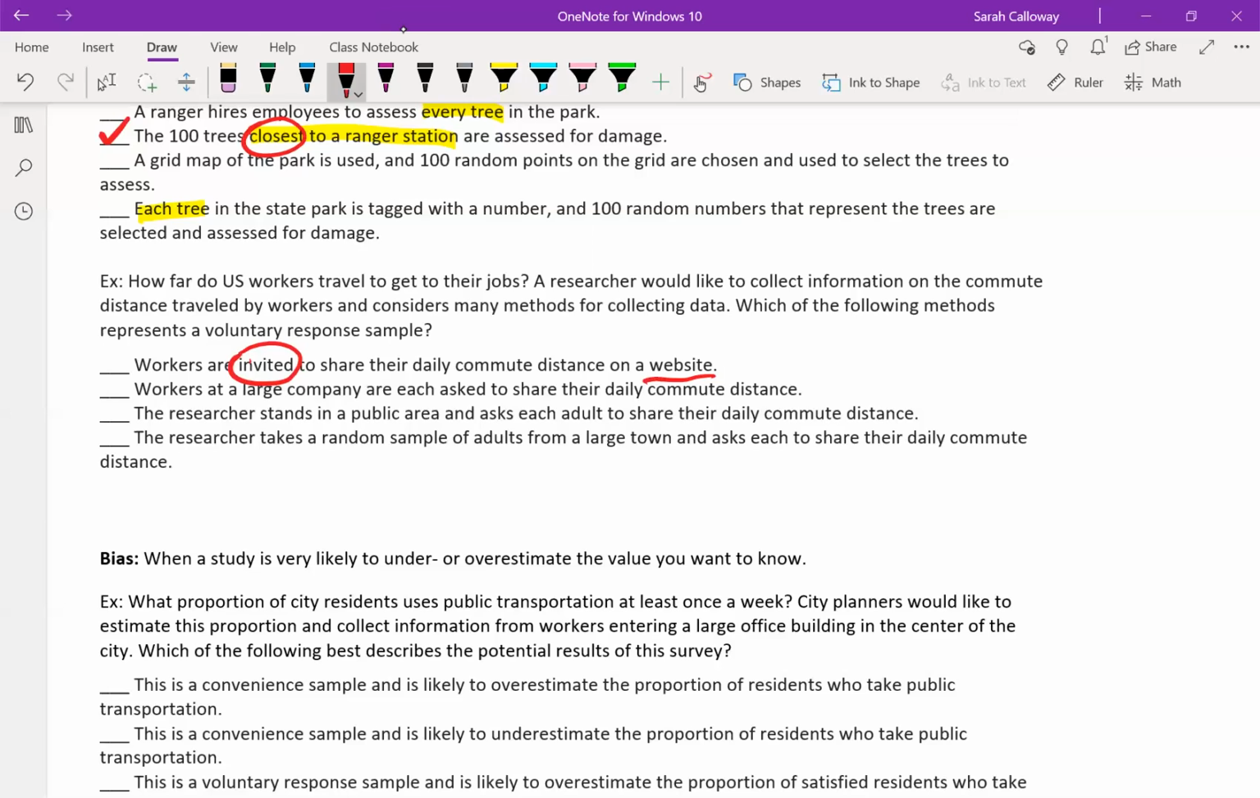The researcher stands in a public area and asks each adult to share their daily commute distance. Again, I'm asking, so that's not volunteering. And then a researcher takes a random sample of adults from a large town and asks, again, asking, not volunteering. So this one where they're inviting the workers, that's going to be a voluntary response sample. The last thing that they talk about in this section is bias.